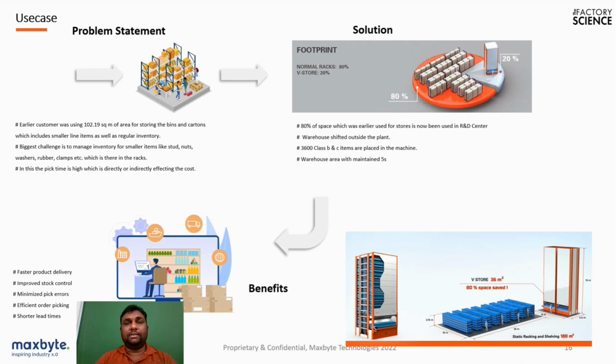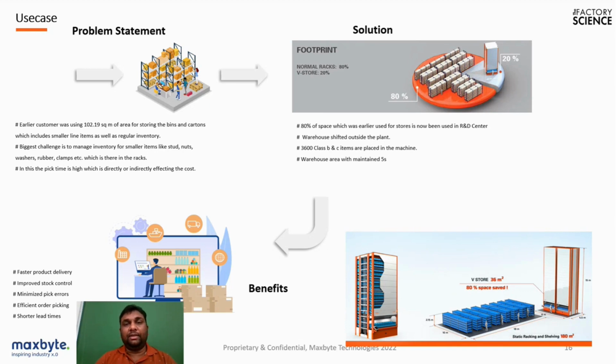And this is one use case that was implemented in a hydraulic company, where the customer was using around 1 or 2 square meters for storing the bins and cartons, which include very small line items. So the biggest challenge was to manage inventory for small items, and also the picking time and the delivering time were very, very high.